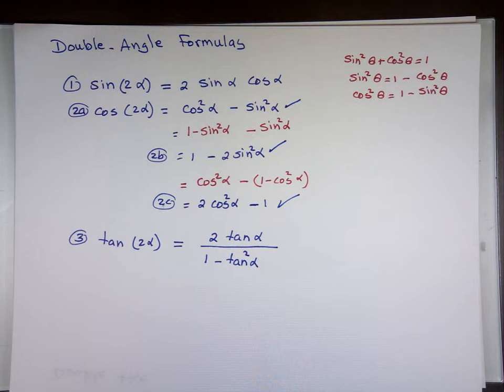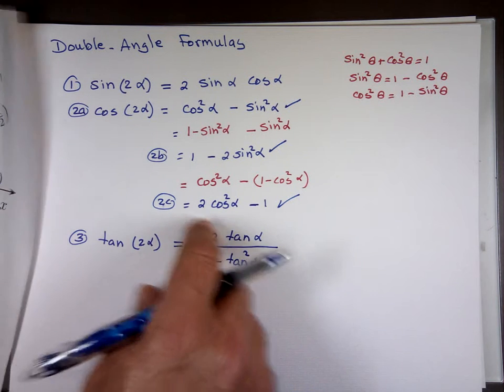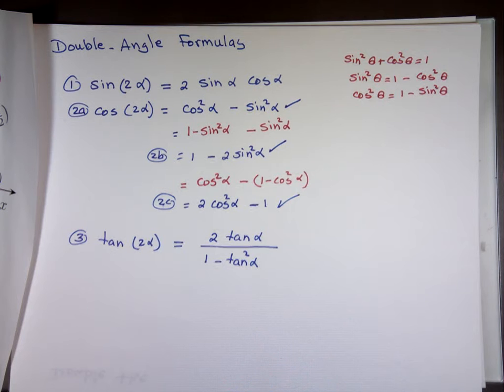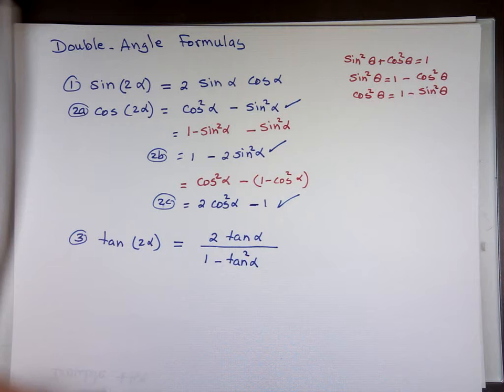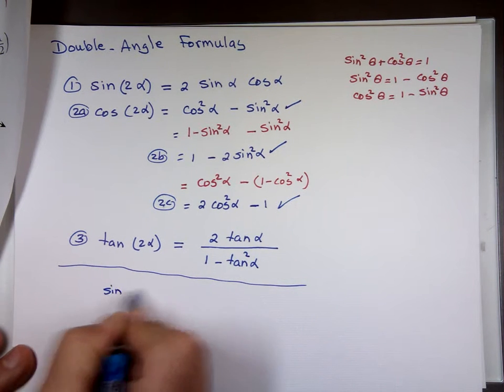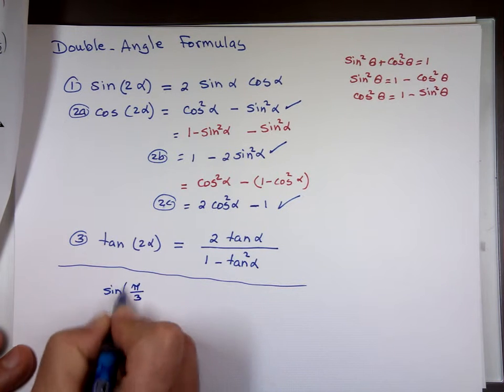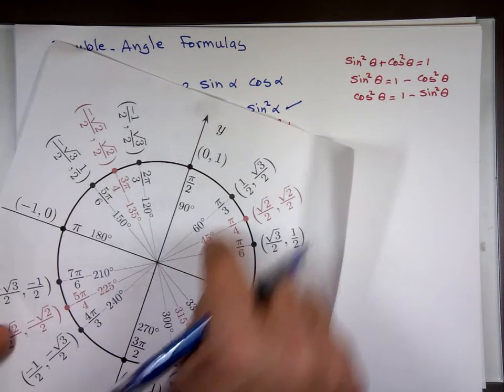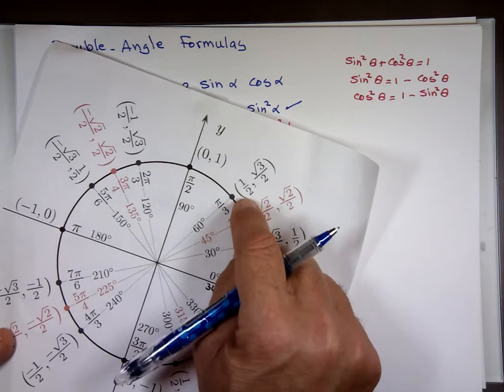Do we have a unit circle? I have one somewhere. Just to see if that really is true here, the top one. If I said to you, let's do sine pi over 3. I know the answer to it right there. This is pi over 3. That's the cosine, that's the sine.